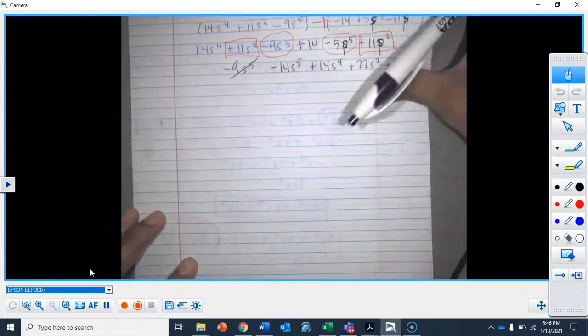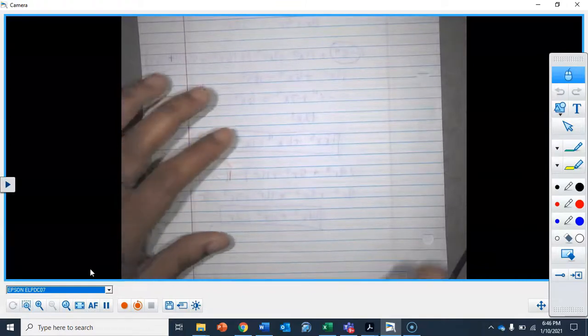Okay, now is the last part of the video. I want to show what happens if there's a combination of addition and subtraction symbols. So let's look at this one.